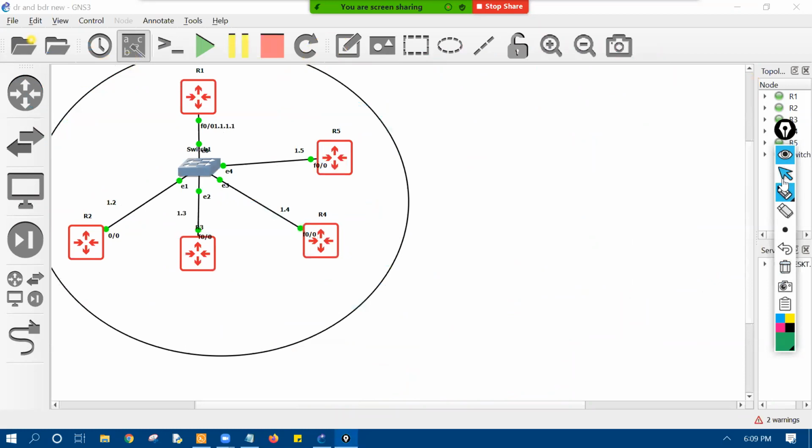So we can simply say that DR and BDR have a neighborship and adjacency. DR and DRO have a neighborship and adjacency. BDR and DRO also have neighborship and adjacency. But DRO and DRO have just neighborship.